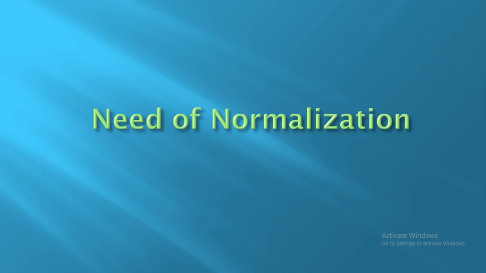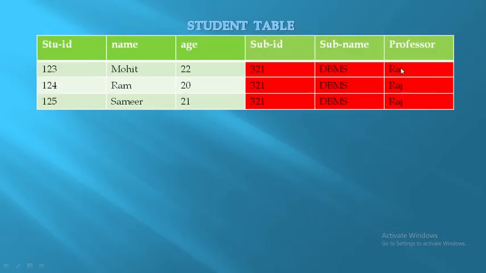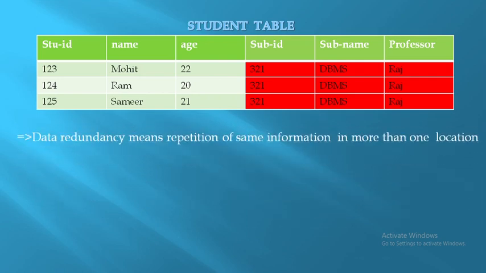Let us understand the need of normalization with the help of this student table. In this student table, we have a student ID, student name, age, subject ID, subject name, and professor. And the three attributes, that is subject ID, subject name, and professor, have repeated data, which means for every student we have to repeat the same information. It is called data redundancy. So data redundancy means repetition of same information in more than one location within the database table.